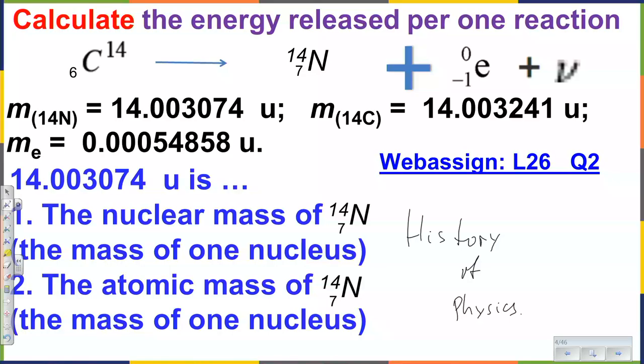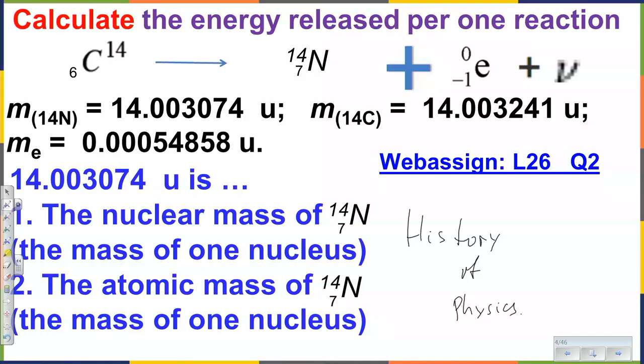This is a question about the history of physics. Nothing else. It's about traditions. Chemists and physicists together have spent decades measuring atomic masses of all known isotopes. So what did they measure? Atomic masses. They tabulated atomic masses, and they said, well, we've measured atomic masses. Anybody who needs a nuclear mass should be smart enough to subtract the mass of electrons. That's it. It's just a tradition. But we have to follow that tradition.